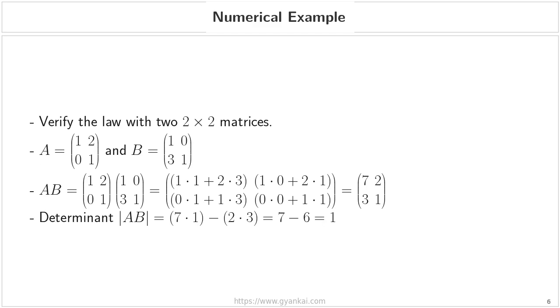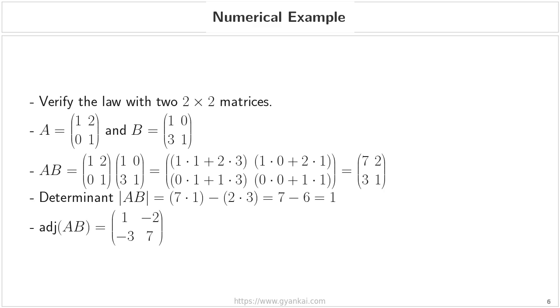Next, we need to find the inverse of this new product matrix, which we denote as AB inverse. To find the inverse of a 2x2 matrix, we first need to calculate its determinant. For our matrix AB, the determinant is 7 times 1 minus 2 times 3, which simplifies to 7 minus 6, leaving us with a determinant of 1. After finding the determinant, we find the adjugate of the matrix. To get the adjugate, we swap the elements on the main diagonal and change the signs of the other two elements. This gives us a matrix with 1, -2, -3, and 7.